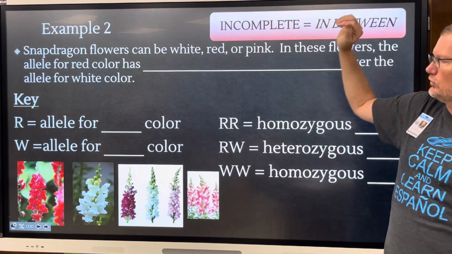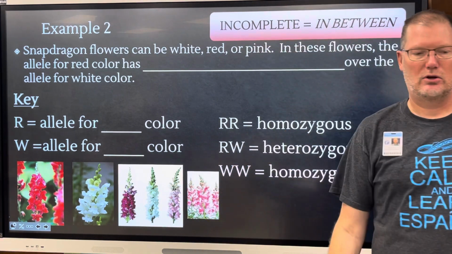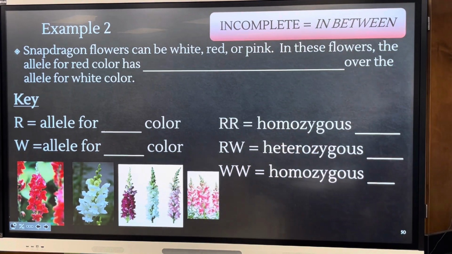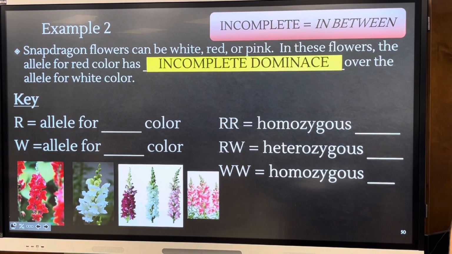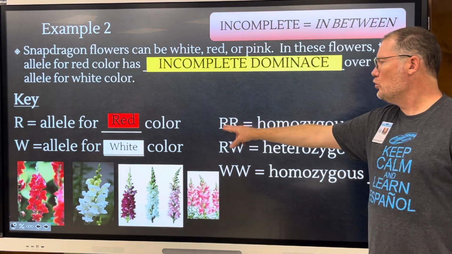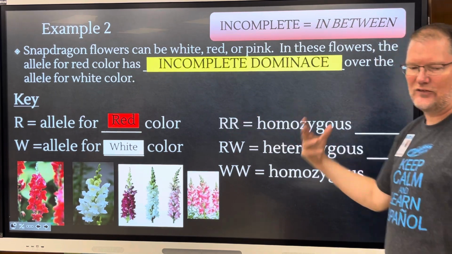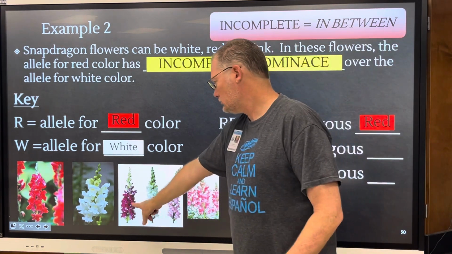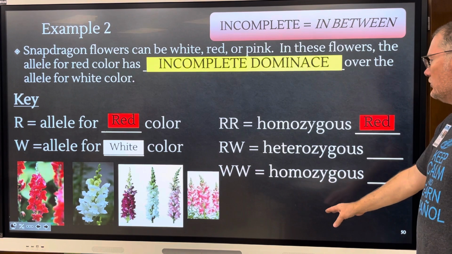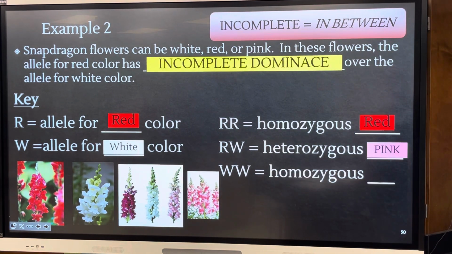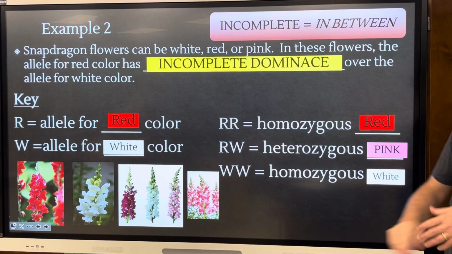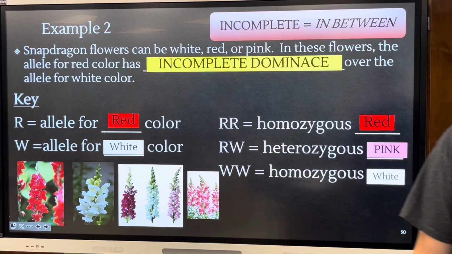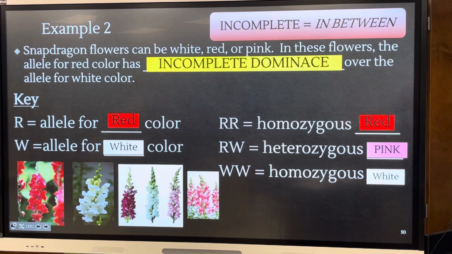Incomplete means between. So snapdragon flowers, these are snapdragons. If you've ever seen those in someone's garden or in the outdoor part of Home Depot or Lowe's, okay? They have incomplete dominance. The red color is incomplete over the white color. And so R is for red and W is for white. So two capitals, two dominants will definitely be red, right? Definitely. Like that. And two whites will definitely be white, but the mix in between is going to be a mix of the two. Pink. Like that. It's not an exact dominance. It's incomplete dominance.